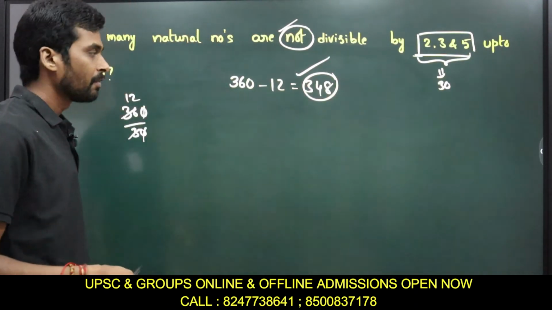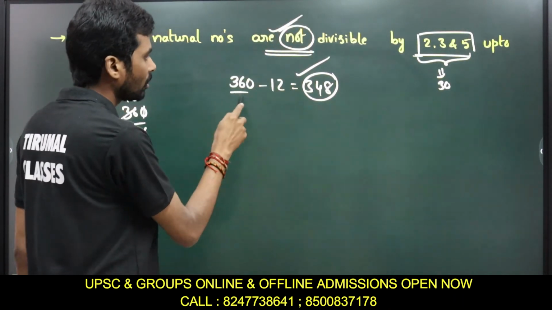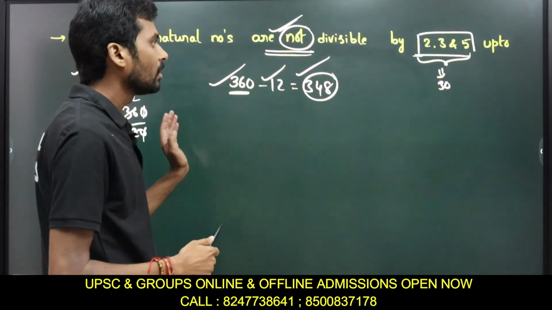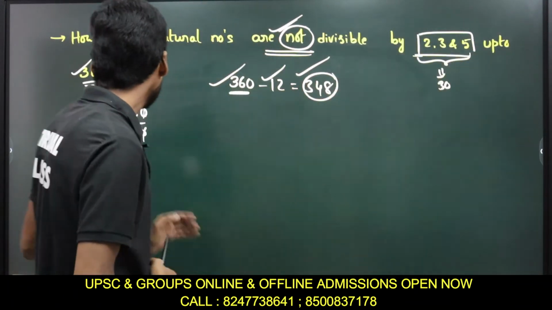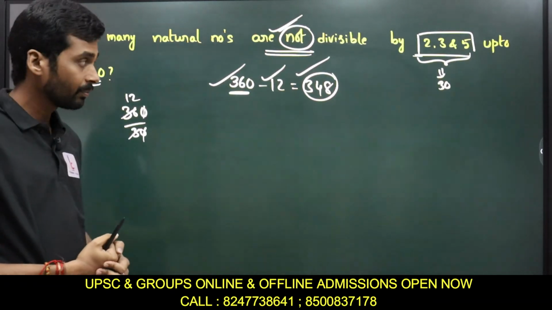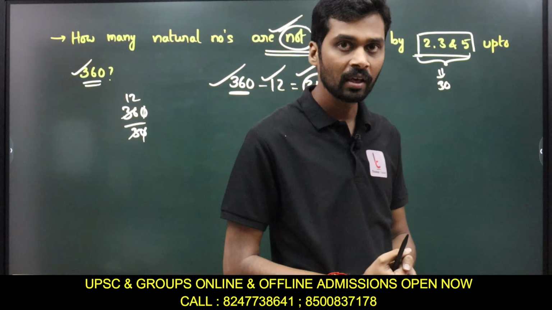Okay. If the condition "not divisible" is given, from the total numbers we have to subtract the numbers which are divisible by those numbers. So 2, 3, 5 means that the LCM is 30. How many numbers up to 360 are divisible by 30? Which is nothing but 12. So from 360, if I subtract 12, the answer is 348.